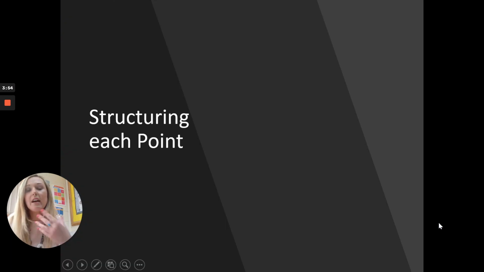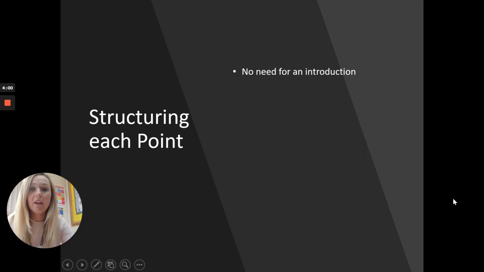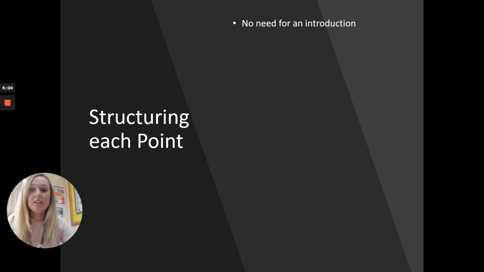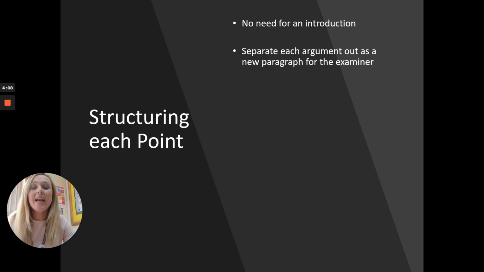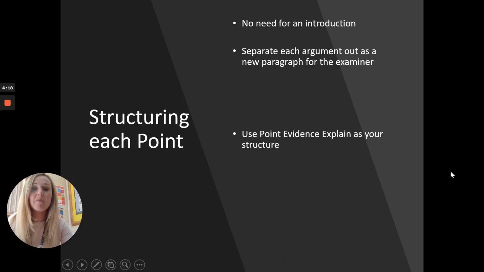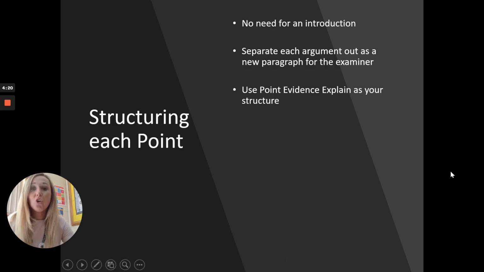Once we've done this, I also have a look at how to structure their arguments in a comparative way in the question as well. So I remind them there's no need for an introduction because this is a commentary, it's not an essay. To separate out each argument as a new paragraph or mini paragraph so that the examiner can find each of their points clearly and see that they've made a range of different points as well. To carry on using point, evidence, explain as the structure.